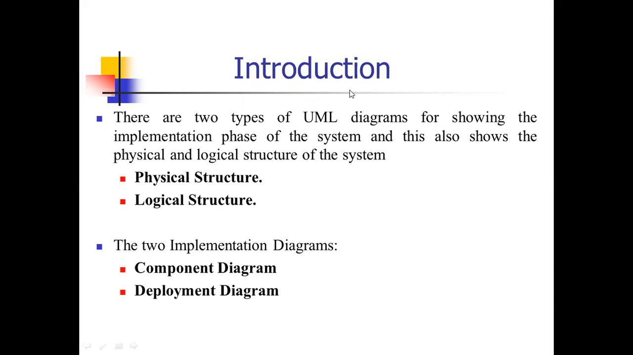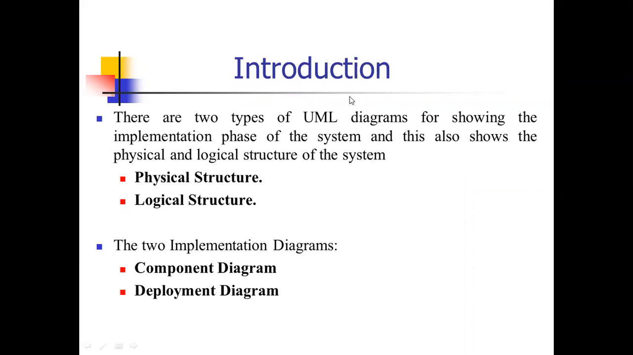Physical structure gives the details of hardware and software decompositions, then the physical locations of classes and objects, that is, where the programs and the classes are actually defined in the system. Then it gives the dependency among the programs and the connecting hardware devices. That is the physical structure.